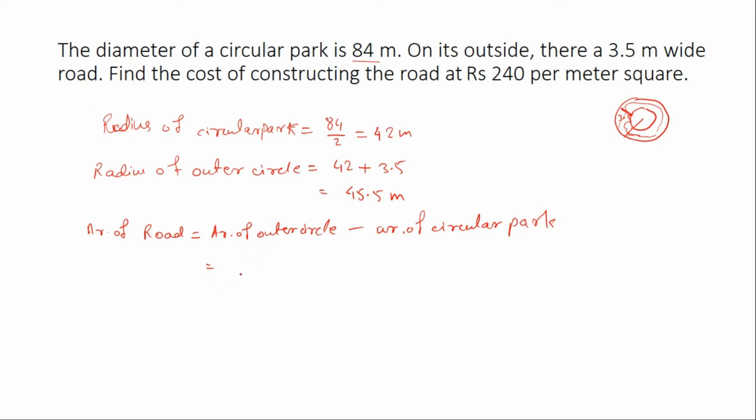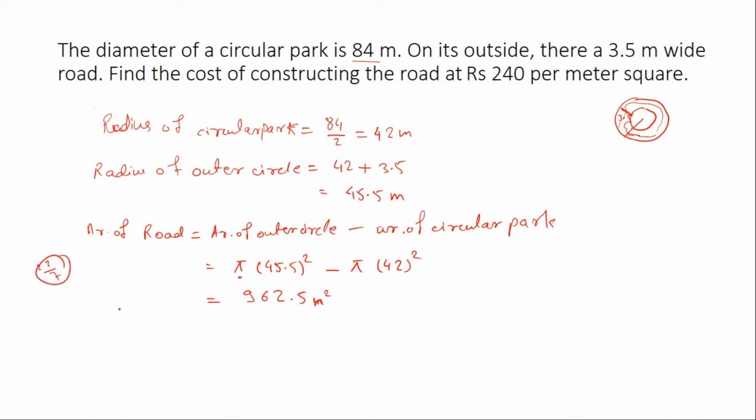the area of a circle formula is pi r square. So for outer circle it will be pi into 45.5 square minus pi into 42 square. So when you will solve it, you will get the answer 962.5 meter square. Here the value of pi you will take is 22 by 7.